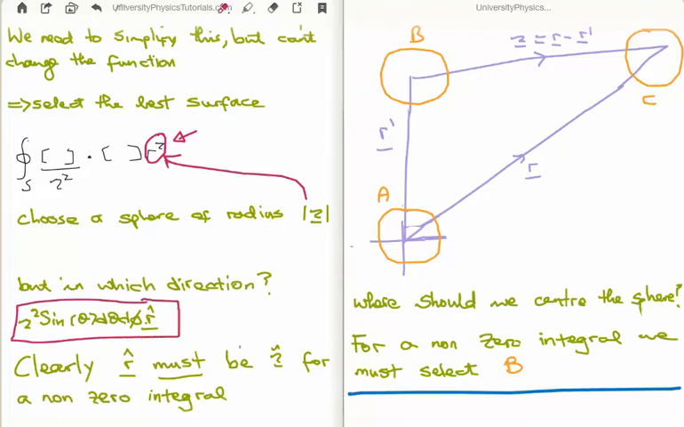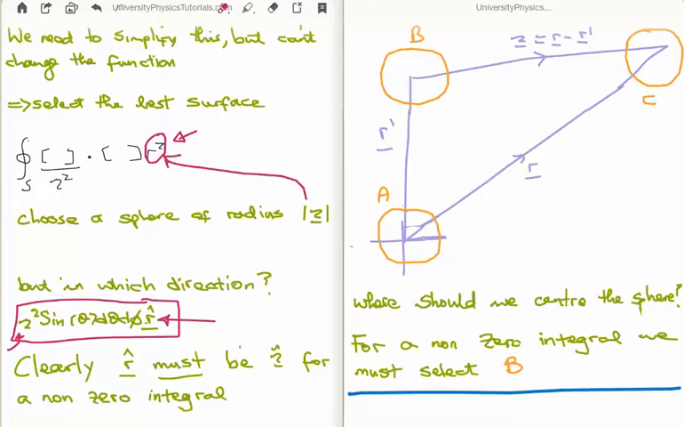infinitesimal area element. It's still, of course, in this arbitrary r hat direction, but we've actually added a radius which is equal in magnitude to the separation vector. Now, this really should show you that the r hat direction must, in fact, be the same as the separation unit vector direction for us to have a non-zero integral.